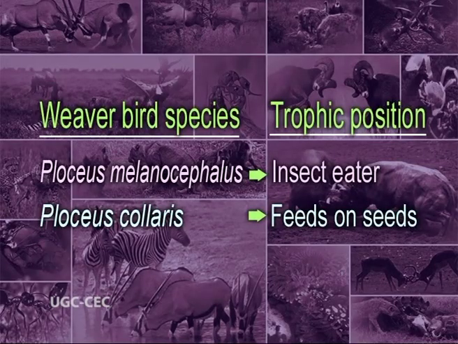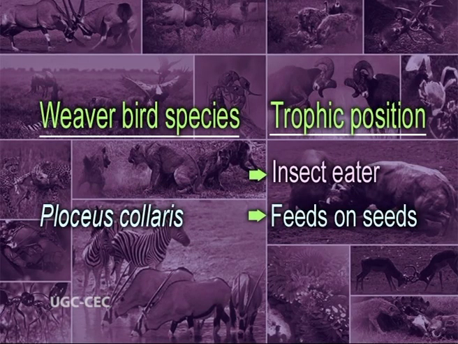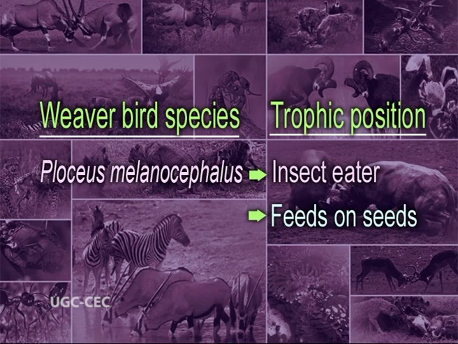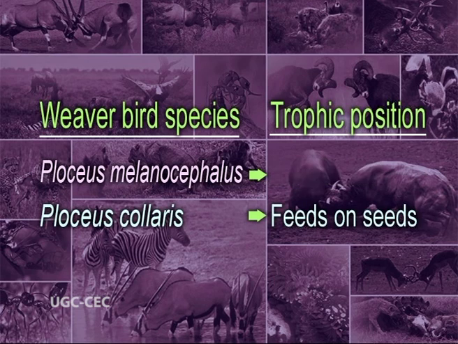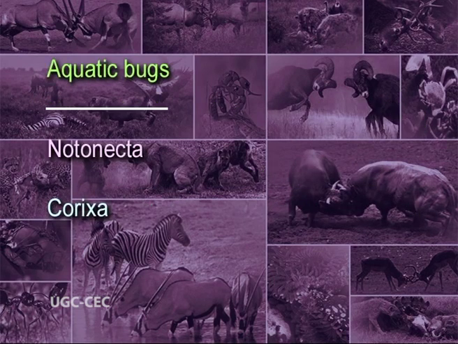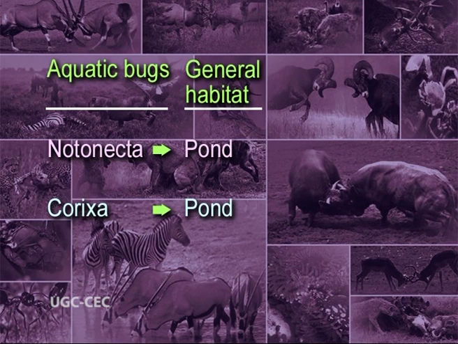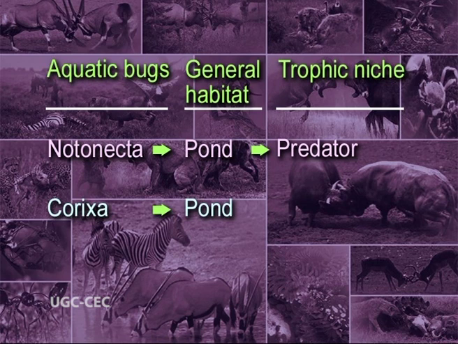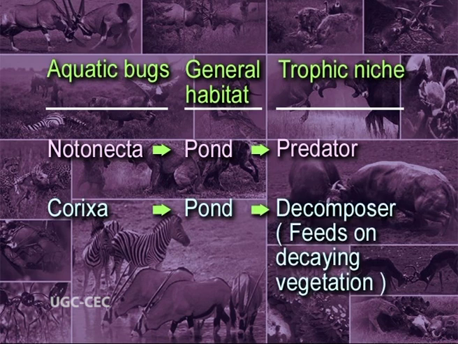Of them, two, Ploceus melanocephalus and Ploceus collaris, living in the same nest, one is an insect eater and the other feeds on seed. Another example is of two aquatic bugs, Notonecta and Corixa, which live in the same pond but occupy different trophic niches. Notonecta is an active predator, whereas Corixa feeds largely on decaying vegetation.